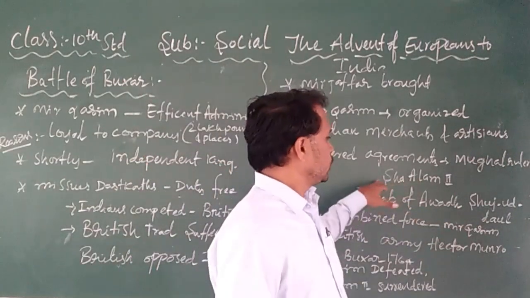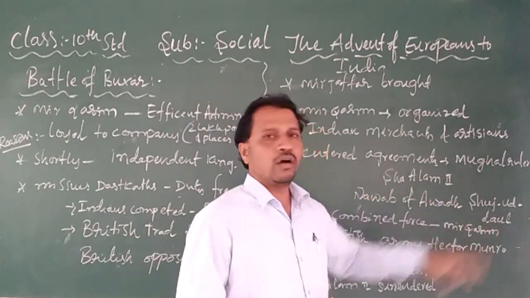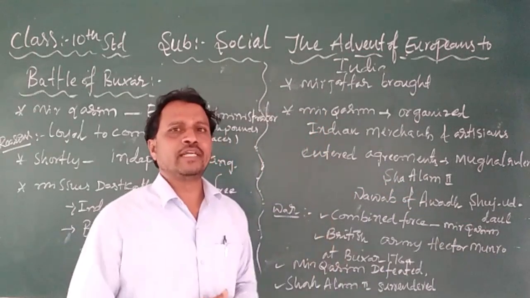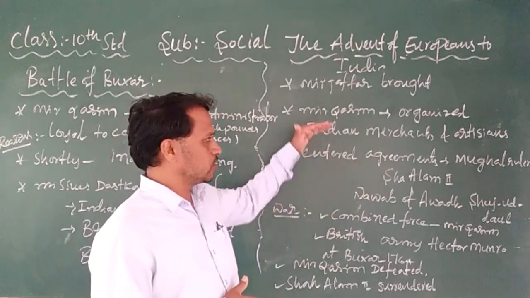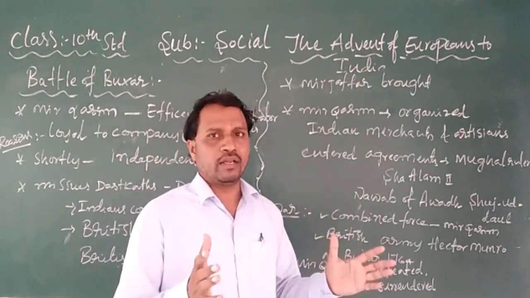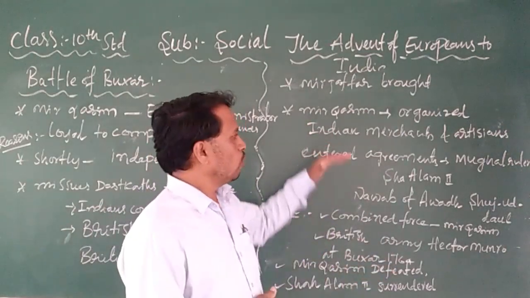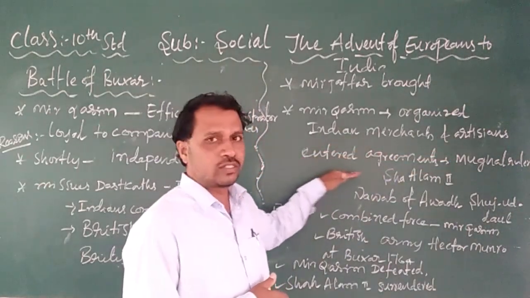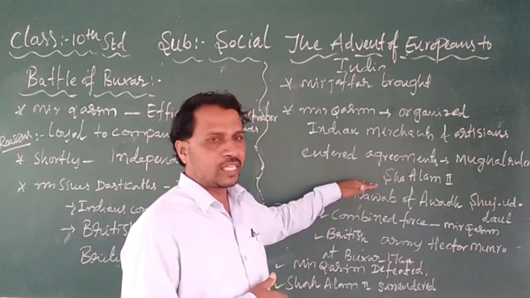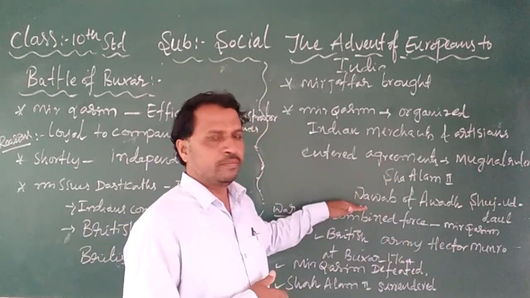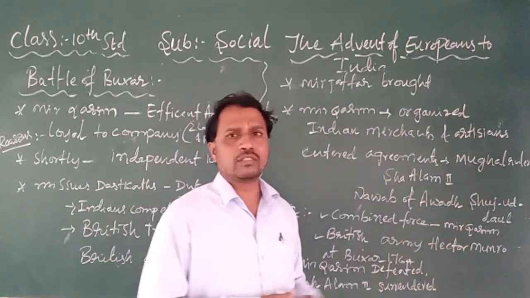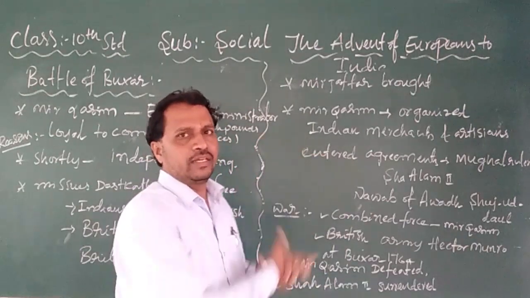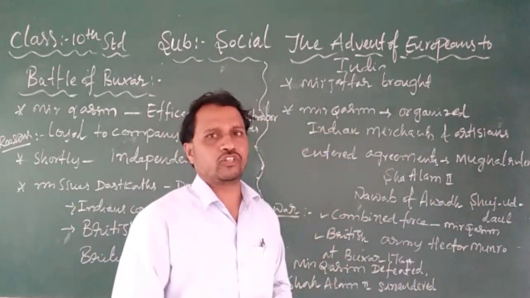So with Shah Alam II and Shujah ud-Dawlah, he made agreements. Now this became the combined army of Mir Qasim. So one is Indian merchants, second is artisans, and third is rulers: Mughal Emperor Shah Alam II and the Nawab of Awadh, Shujah ud-Dawlah. So now the combined army is ready to fight against the British.